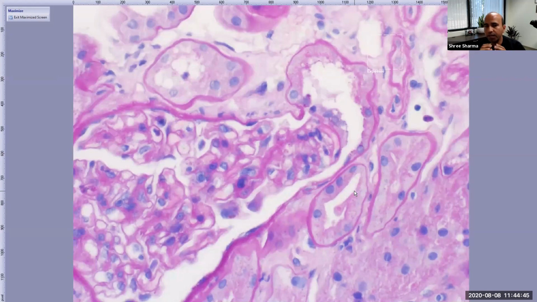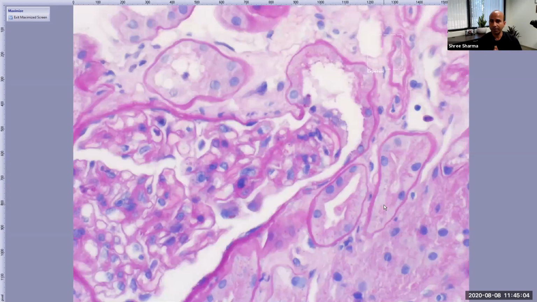So tip variant of FSGS, if I have to make up a clinical history, I can say this is a 30-year-old patient who presents for evaluation of nephrotic syndrome. You end up doing a biopsy, reading the biopsy, see the lesion of segmental sclerosis, and it is adhered to the proximal tubule. This is the tip.